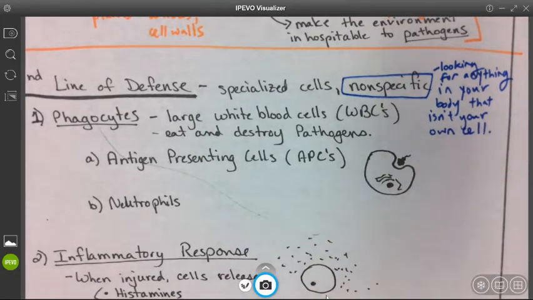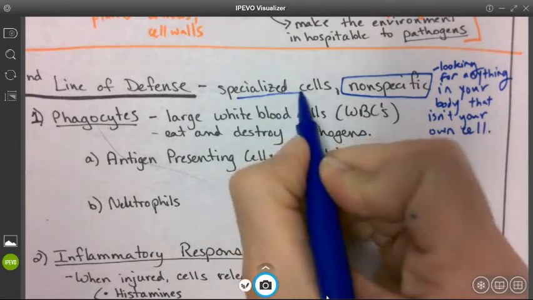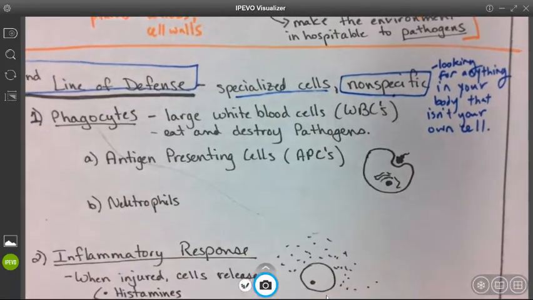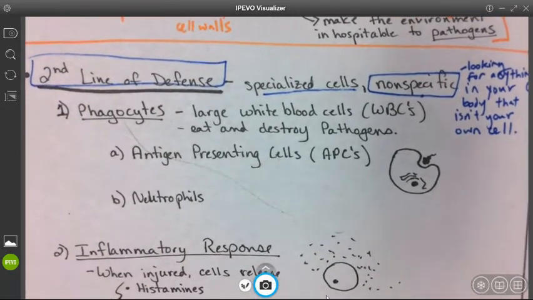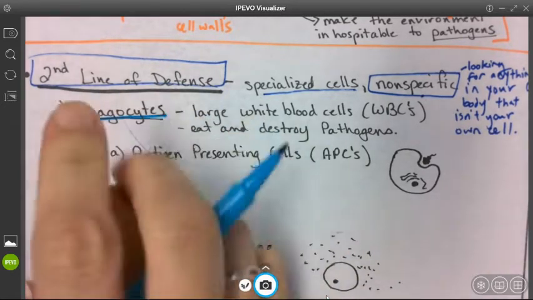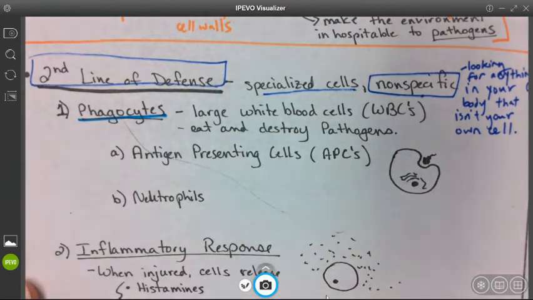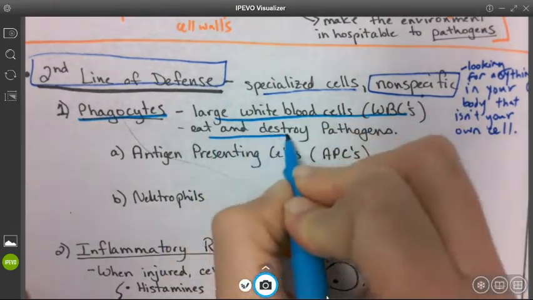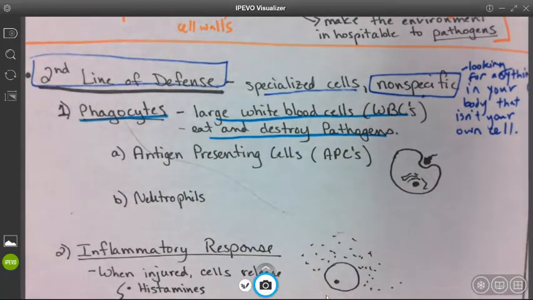Okay, so let me give you some examples of these specialized nonspecific cells that are part of your second line of defense. The first cells I want to talk about are the phagocytes. The phagocytes are really cool cells because they connect your second line of defense with your third line of defense. Phagocytes are basically large white blood cells that eat and destroy pathogens. And again, they're non-specific because they're going to find any pathogen and try to destroy it.